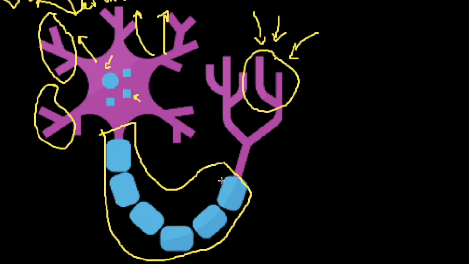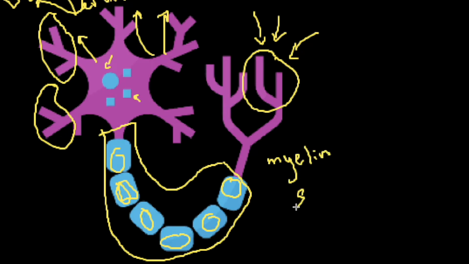Now, the way this does it is through these little bundles that we see throughout the cell body. The axon is comprised of millions upon millions of these little packages of something called myelin sheath. Let's write that down. Myelin sheath. Now, myelin sheath, long story short, is just a conductive material.